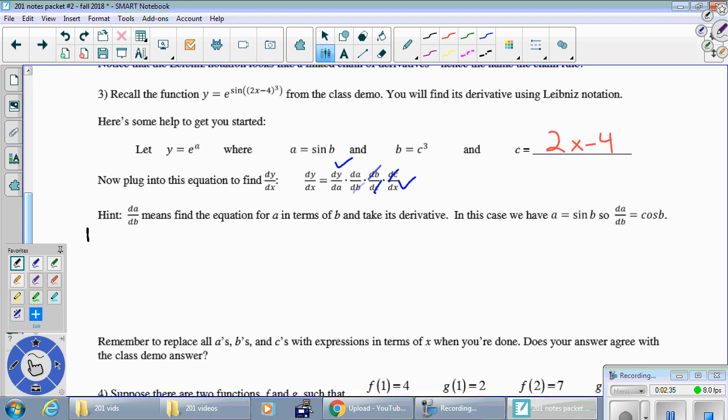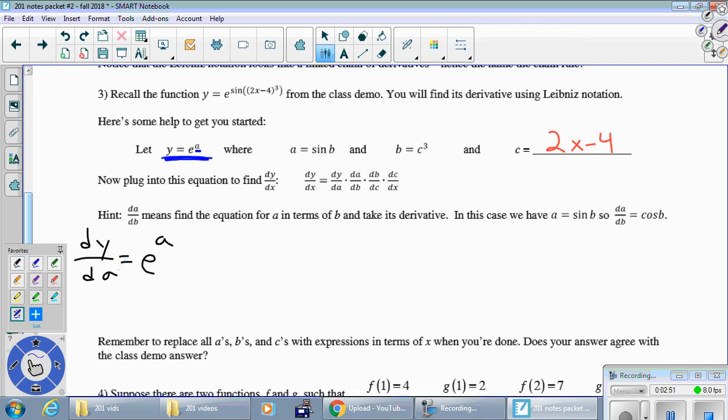dy/da means find the equation that says y equals, and then take its derivative where the variable is a. So here's the equation that says y equals, and the derivative of e to the a is just e to the a. You don't need to do a chain rule because it's simply a up there. If you want to say the derivative of a is 1, that's fine. But the point here is that we're not really doing chain rules. We've made the functions as simple as can be, and so we don't actually need to do the chain rule on the individual pieces.